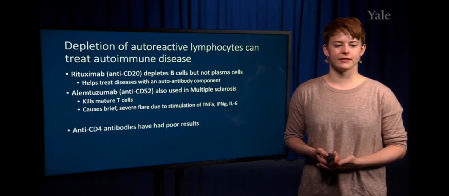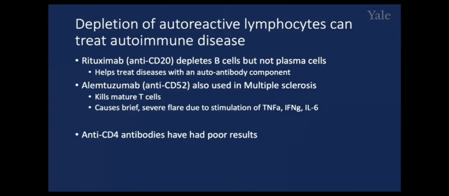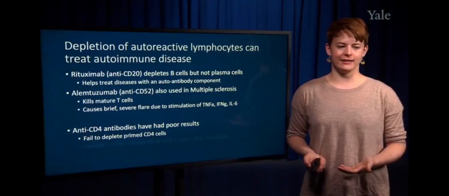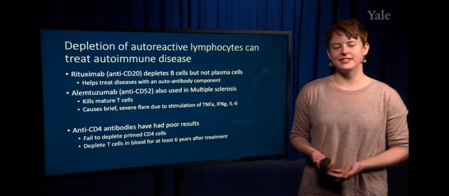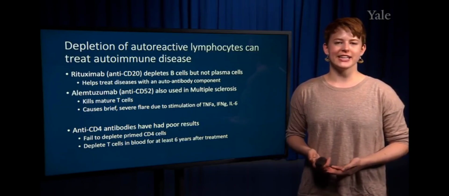So scientists have also tested anti-CD4, and this would be to target CD4 positive helper T cells. And these seem to work well in animal studies. However, when translated to human studies, they first of all fail to deplete the primed CD4 T cells, so the cells that we're interested in depleting. And they also have the side effect of depleting all T cells in the blood.